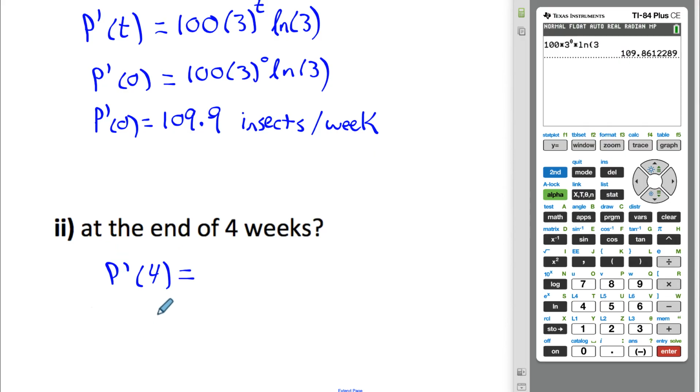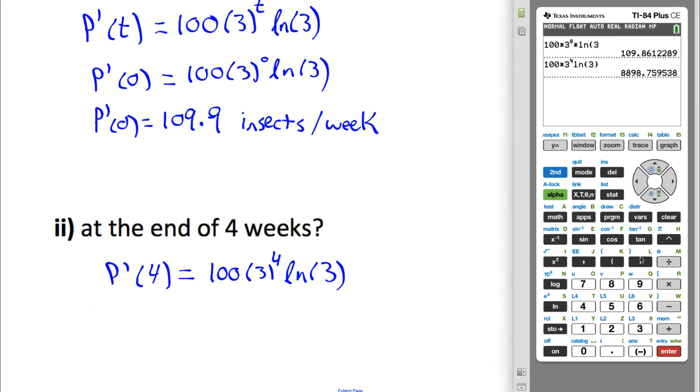How about at the end of 4 weeks? At what rate are the insects increasing? So I would do 100 times 3 to the 4 times ln 3. Let me evaluate that. We get about 8,898.8 insects per week. So those are my 2 rates of change. Those are how fast the number of insects is increasing with respect to time at those 2 exact moments in time.